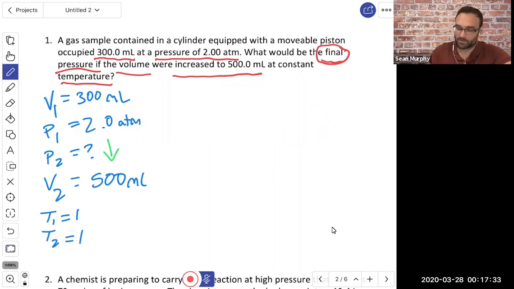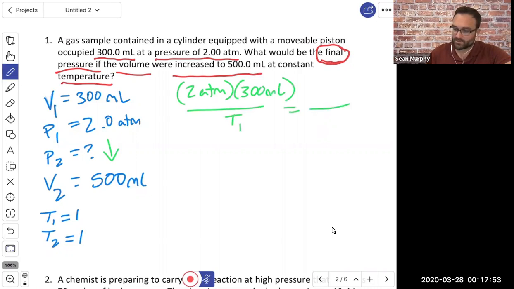So let's set up our formula. We have our P1 is 2 atmospheres, and it's really important that you keep your units. Our V1 is 300 milliliters. Temperature T1, and then T2, since it was constant, just scratch it out. We are looking for P2, and our V2, our ending volume, was 500 milliliters.